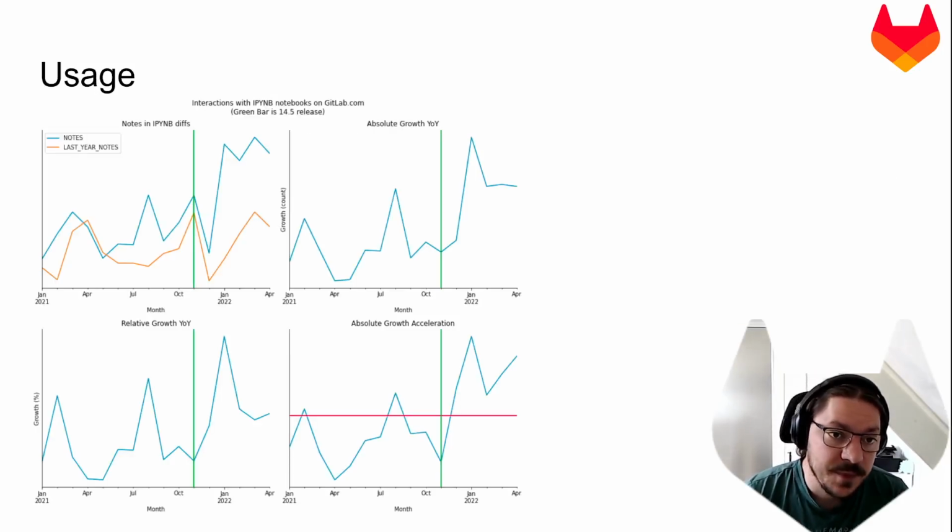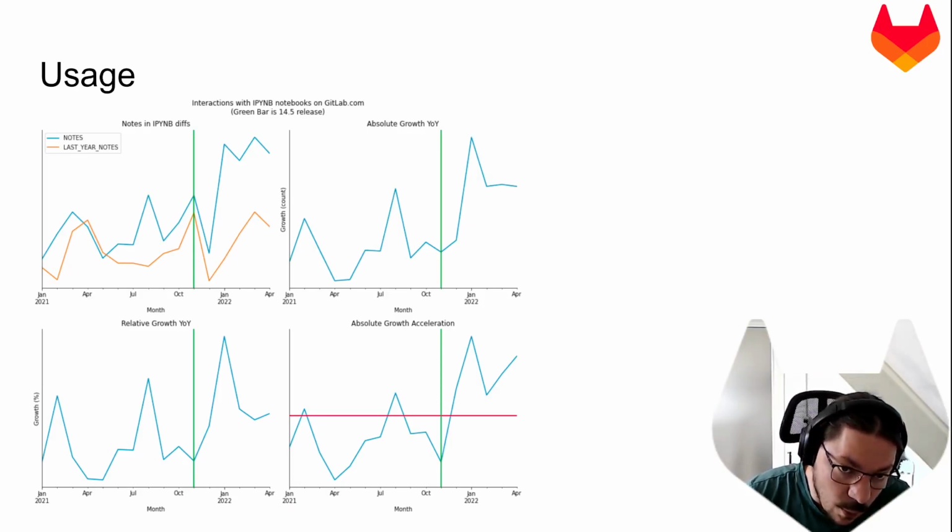On usage, I did a little bit more analysis on the usage of notebook diffs, and by usage I mean number of comments and the growth that has been going on over years. What you see here is the green vertical line. It was the release of 14.5. That was the release of the Jupyter Notebook diffs, render diffs, or rather cleaner diffs that we did.